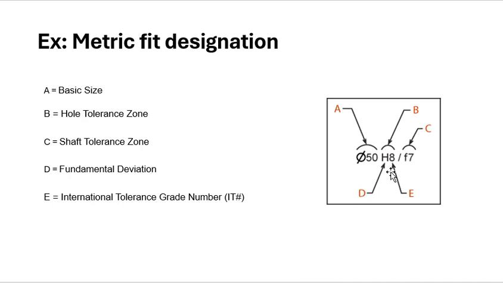And then your D, that's your fundamental deviation. And of course, this is your E, which is your IT number. So that's a fundamental deviation, and this is your IT number. It's just telling you the letter is your fundamental deviation, and the number is your international tolerance grade number, your IT number. So this is your magnitude, and that's your position in that hole and shaft system.